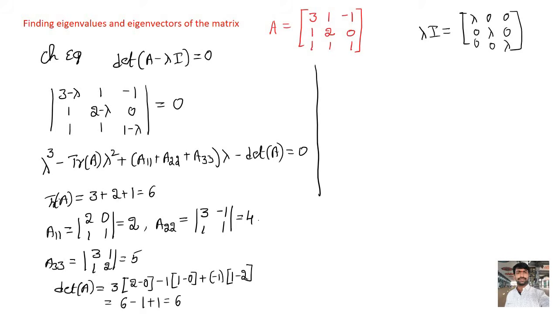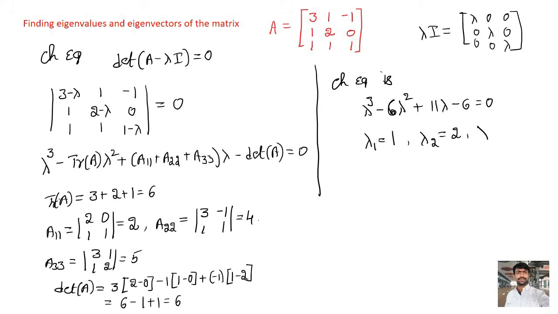Therefore, the characteristic equation is nothing but lambda cube minus 6 lambda square plus 11 lambda minus 6 equal to 0. We simply substituted everything here, right? Now we need to find the roots of this equation. You can simply use a calculator or you can directly find. So here the roots are: one root is 1, the second one is 2 and the third one is 3.